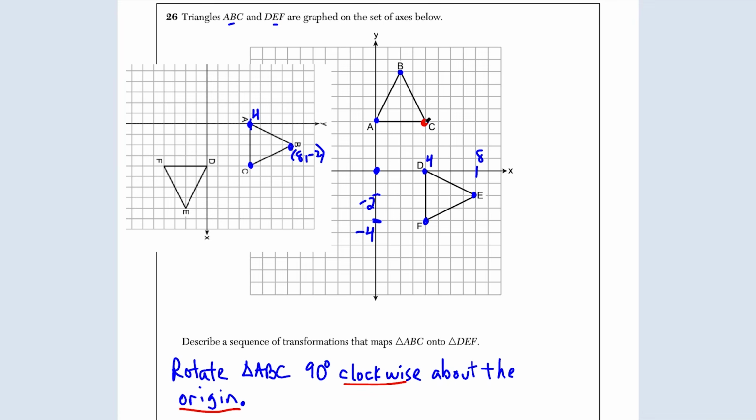That would throw the triangle facing this direction. So we'd have 1, 2, 3, 4. So A would essentially map up here. And then B would be in this location. Let's count 1, 2, 3, 4. It would go 1, 2, 3, 4 to this location here.